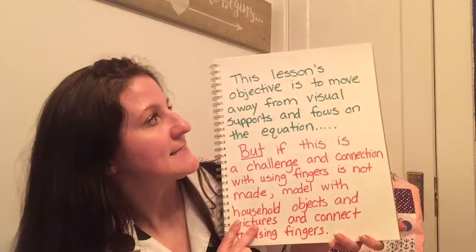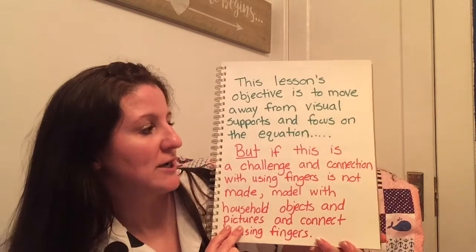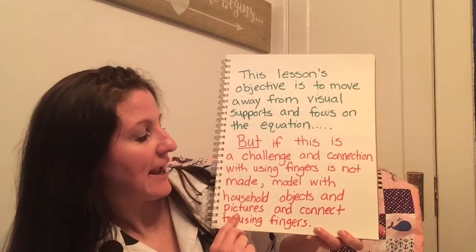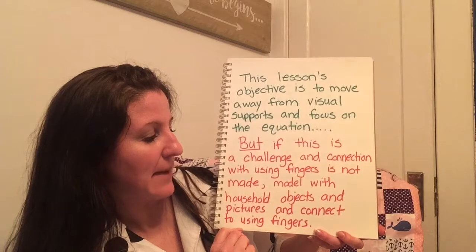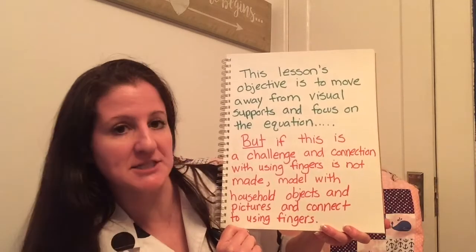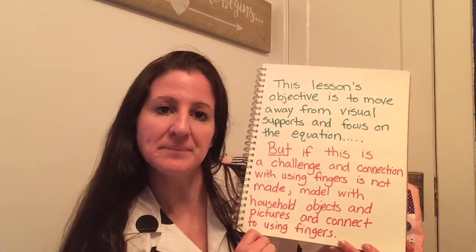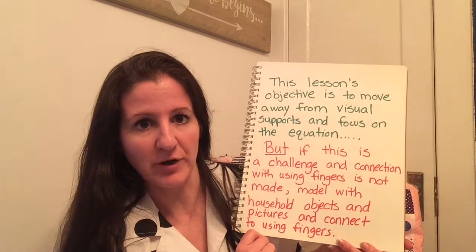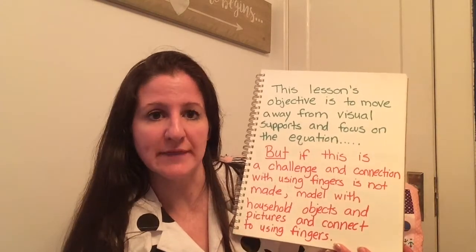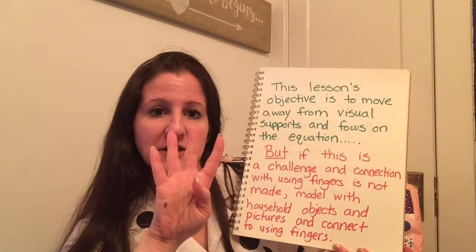So even though this lesson's objective is to move away from visual supports and focus on the equation, if this is a challenge and the connection with using fingers is not made, model with household objects and pictures and connect it to using fingers. So for example, last week we had a problem with Adam and he had some markers and he gave one away. We used actual markers last week to model doing that. So this week you can try doing the same strategies but using your fingers.